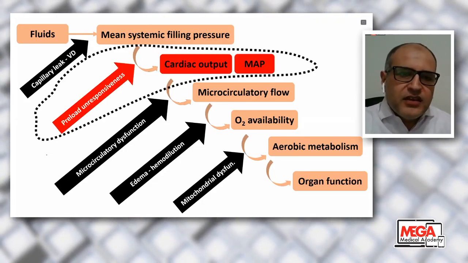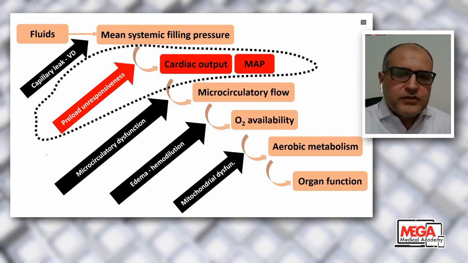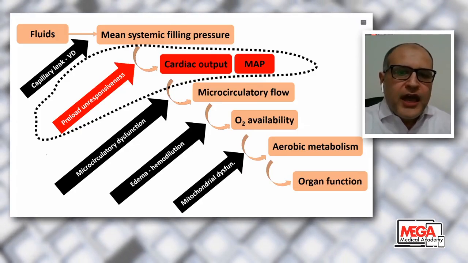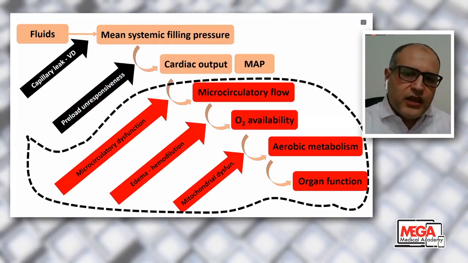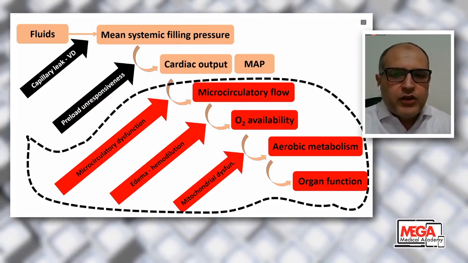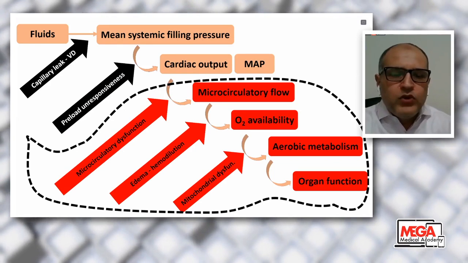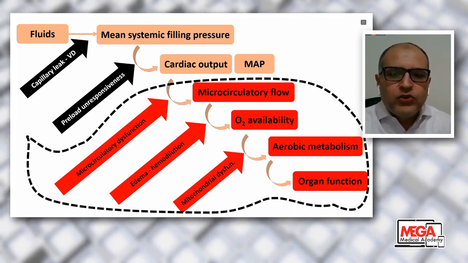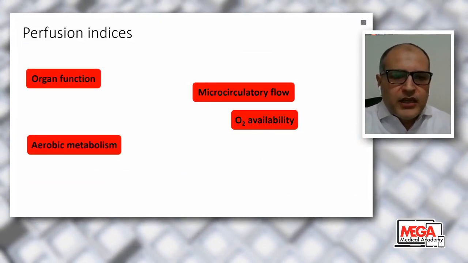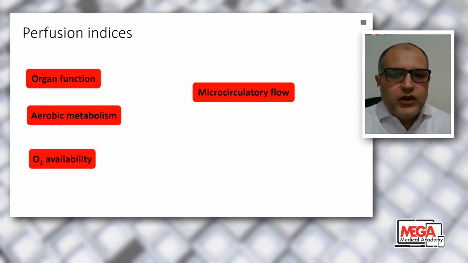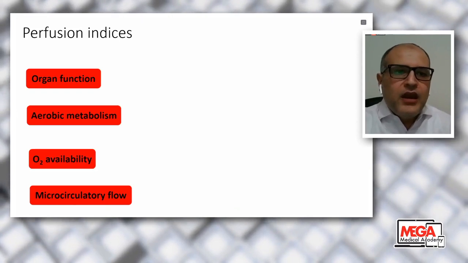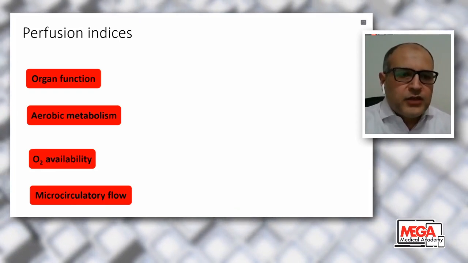If we test the circle, preload responsiveness and fluid responsiveness, we will determine one stage of the shock. And if we determine this circle, this will be the main core of our topic today, which is peripheral perfusion. For peripheral perfusion, we need to evaluate one of these 4 steps. Organ function is the first one, aerobic metabolism is the second one, oxygen availability is the third one, microcirculatory flow is the 4th one. So perfusion indices will evaluate one of these 4 steps.